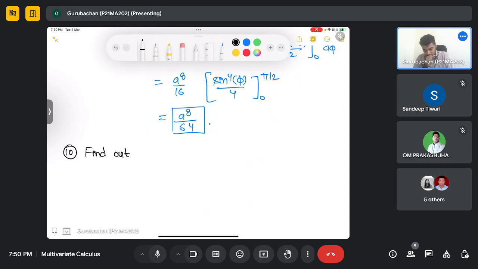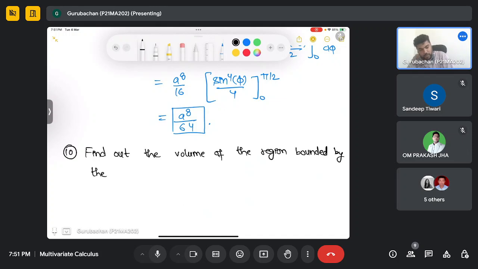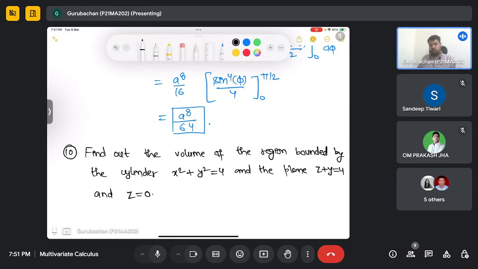So the last question is: find out the volume of the region bounded by the cylinder x squared plus y squared is equal to 4 and the plane z plus y is equal to 4 and z is equal to 0. So we have to find out the volume of the region bounded by the cylinder x squared plus y squared equal to 4 and the plane z plus y equal to 4 and z equal to 0. Try this one. I'm just coming in 2 minutes. Try this one.